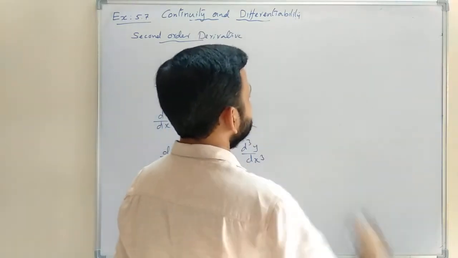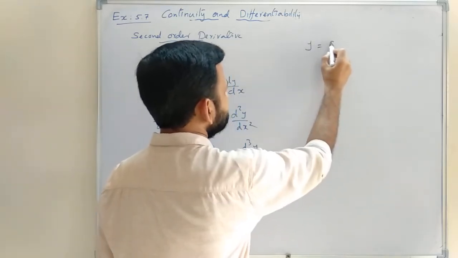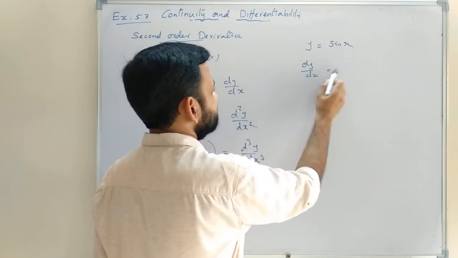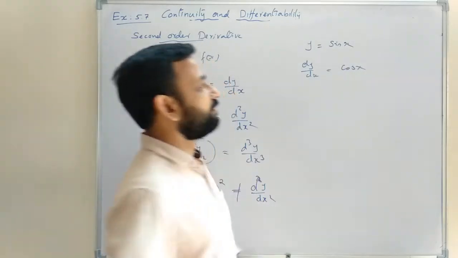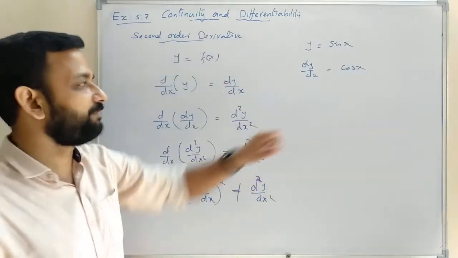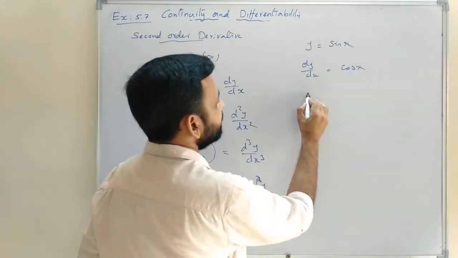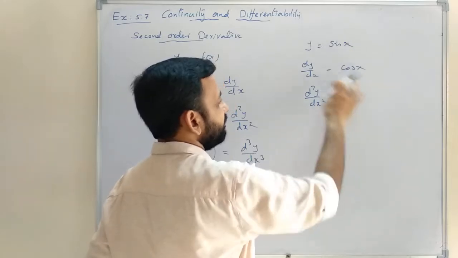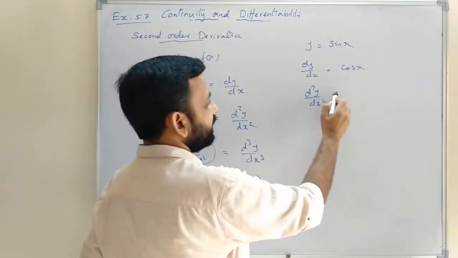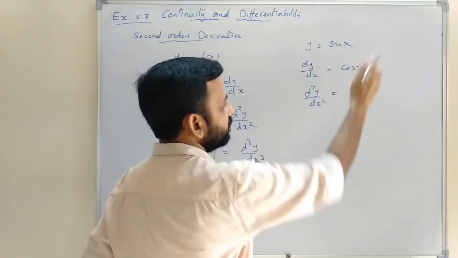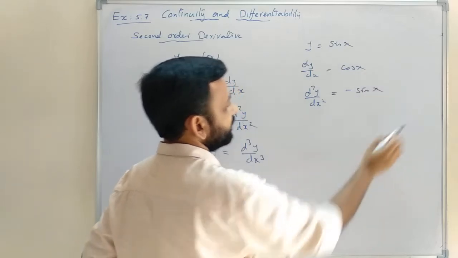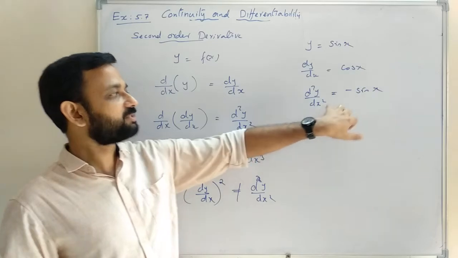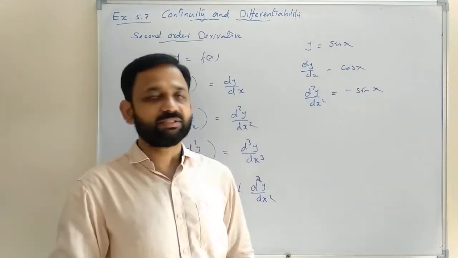We can take one example. y is equal to sin x. Then dy by dx is cos x, the derivative of sin x. Then if we find the second order derivative, d square y by dx square, that is the derivative of dy by dx. The derivative of cos x is minus sin x. So d square y by dx square is minus sin x.